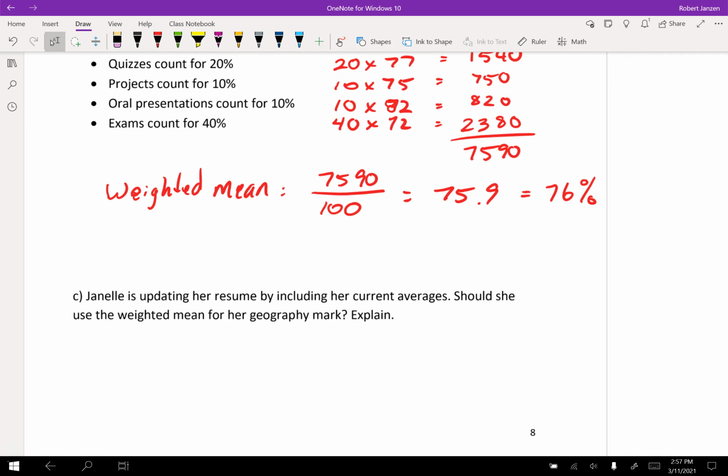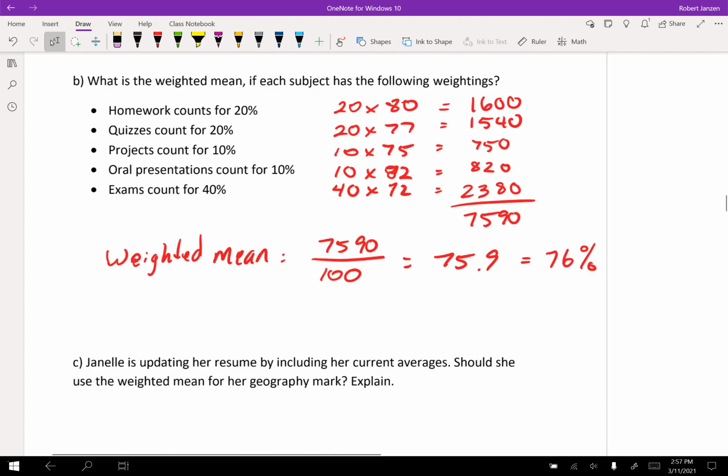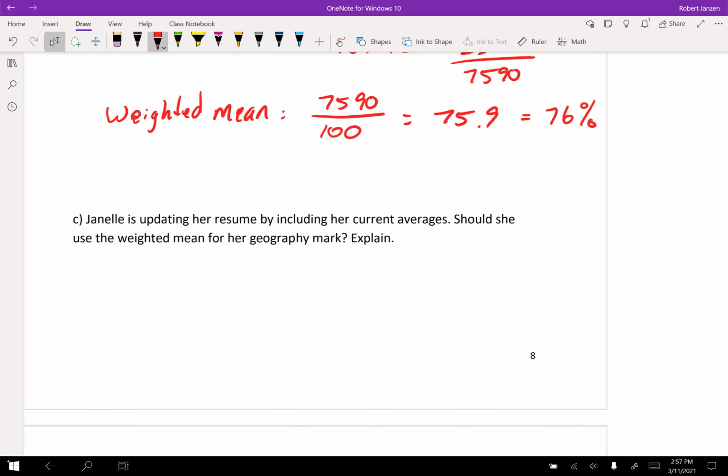Janelle is updating her resume by including her current averages. Should she use the weighted mean for her geography mark? This is geography. No, I think I would use the other mean. No. The mean is higher than the weighted mean.